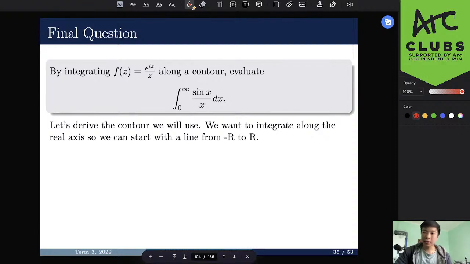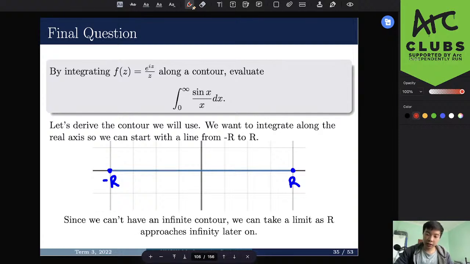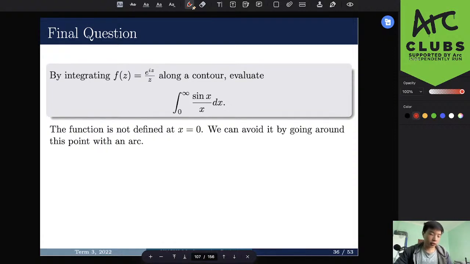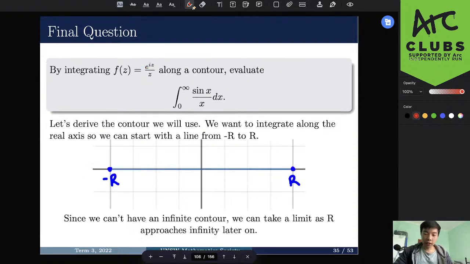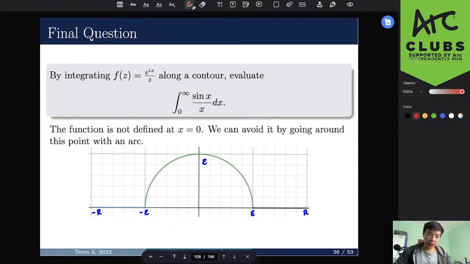So generally what we do is a trick, which is essentially we have a line from two points, minus r to r, and then we take the limit as r approaches infinity, and so we should get a line from minus infinity to infinity. Then we also have to take note that the line here passes through 0, but of course the function is not defined at 0 since it's e to the iz over z. So we can use something called indenting, and that's essentially we add a semicircle which goes around this point.